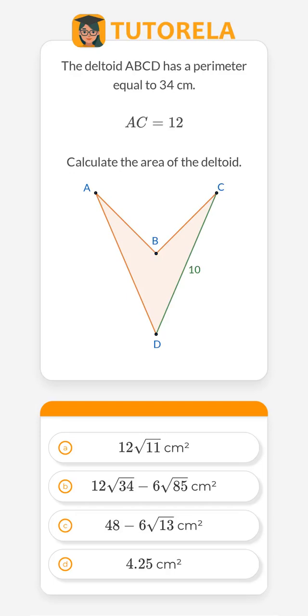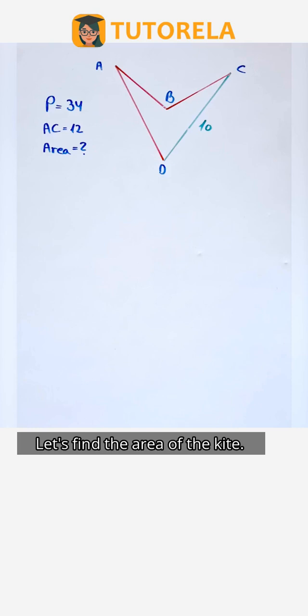The deltoid ABCD has a perimeter that equals 34 centimeters. AC equals 12 centimeters. Calculate the area of the deltoid. Let's find the area of the kite.